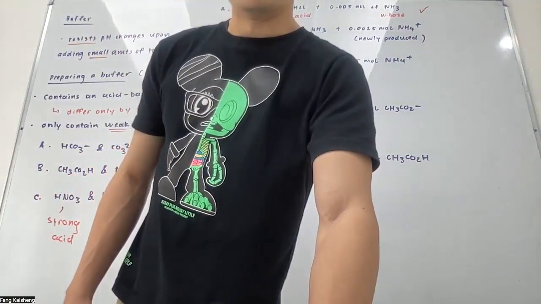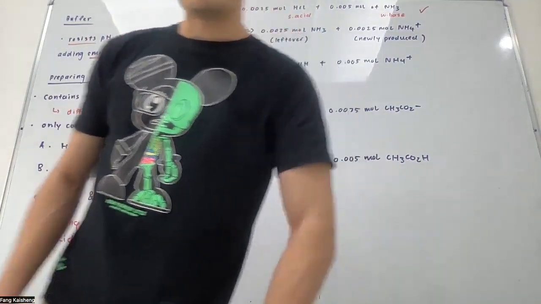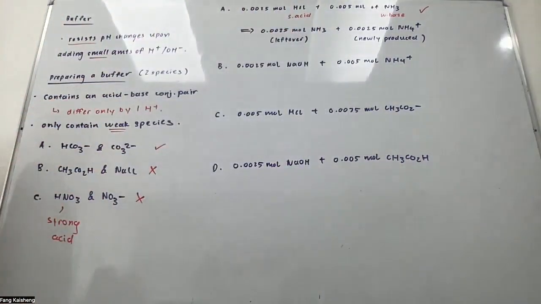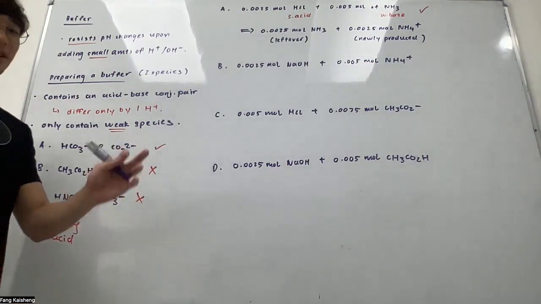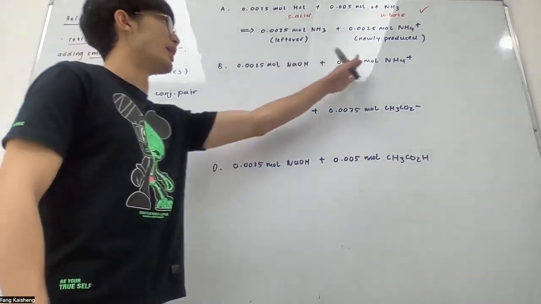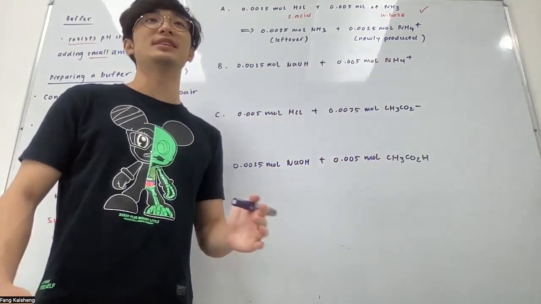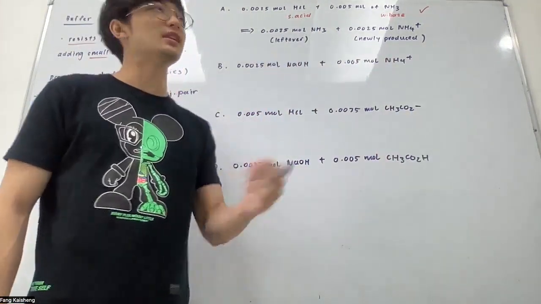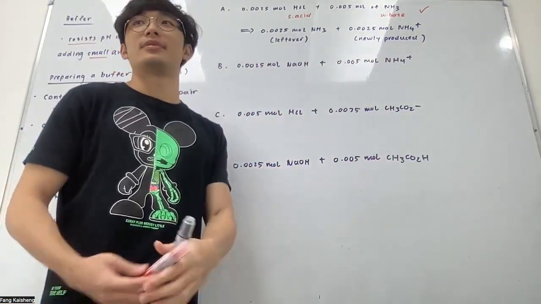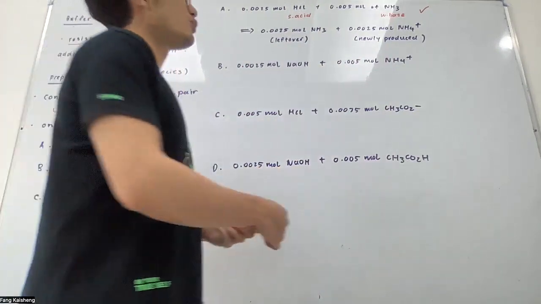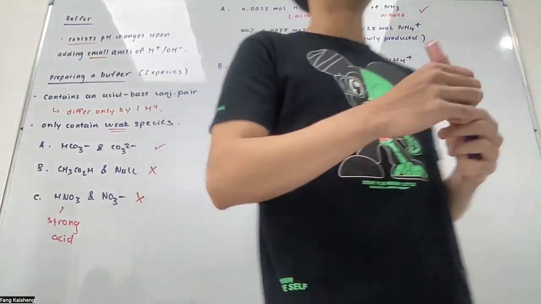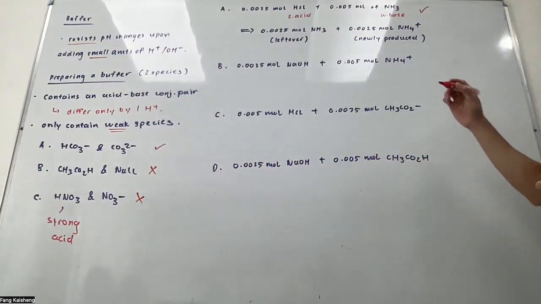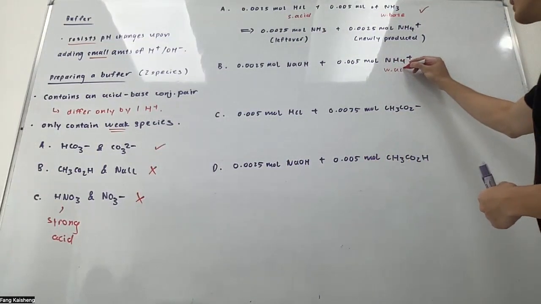Okay, let's go over this. Right, let's look at B. The first thing you should ask yourself is, are you going to get a buffer directly from this? No, there's going to be a reaction first. Can they react? Actually can. NH4 plus, acid or base? It's an acid, a weak acid.